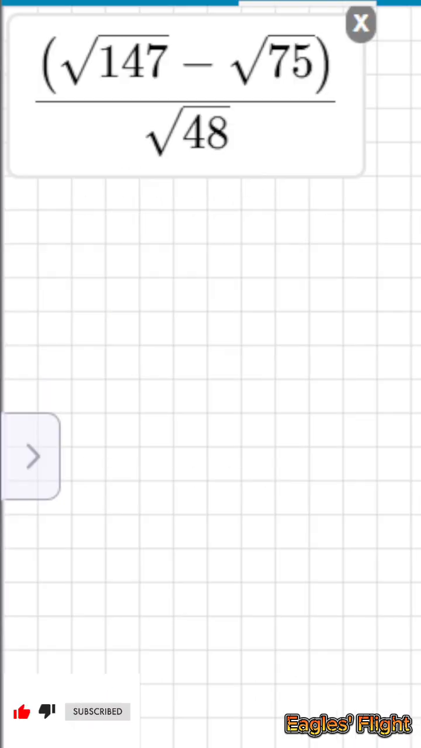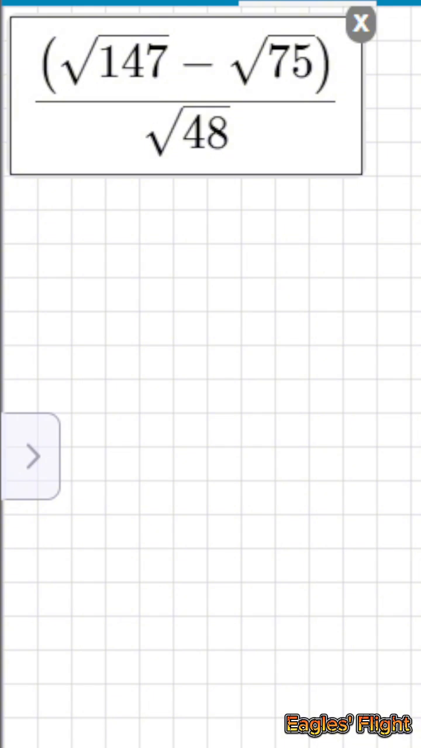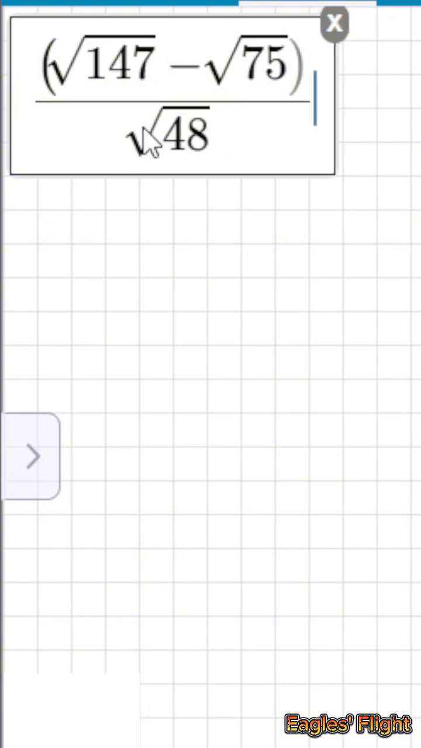The question says evaluate root 147 minus root 75, all divided by root 48. Now this is a question on surds, and remember, when you're solving questions on surds, you need to first of all try your best as possible to reduce the surd terms. In this case, we're going to reduce root 147, root 75 and also root 48 to their respective lowest terms.